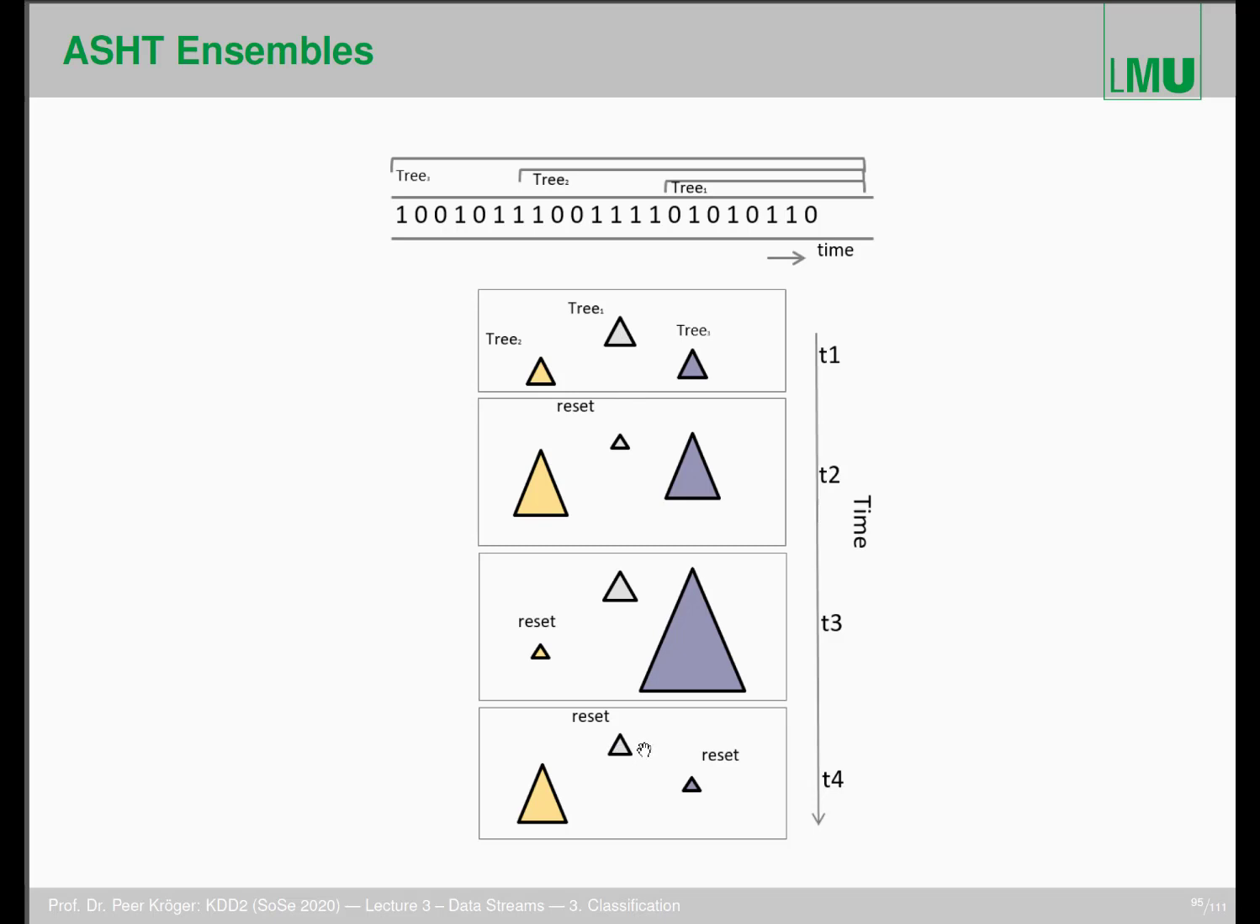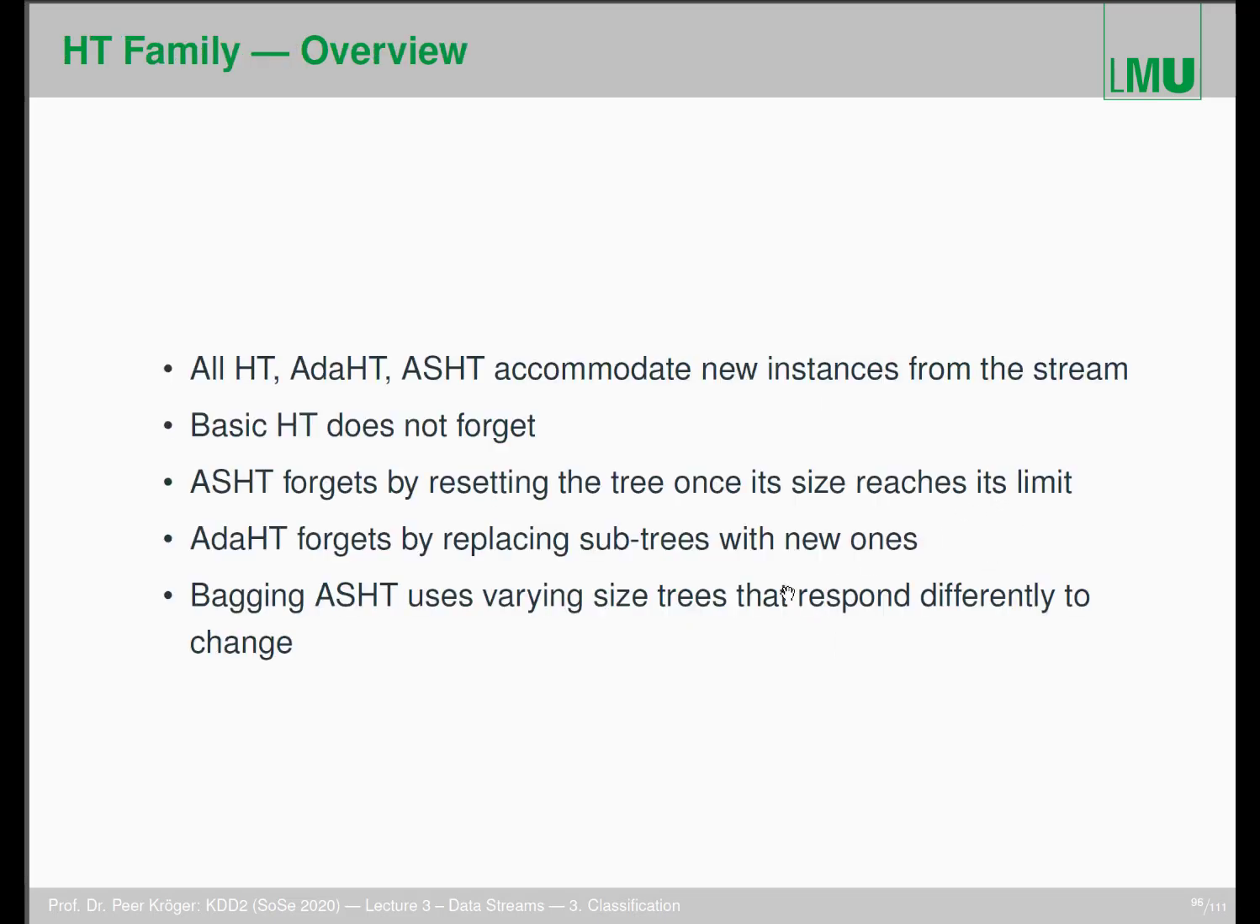So you just keep different trees with different height and different number of nodes, actually different number of splits. And if one of the trees gets too large, it is just reset. So that is the same idea as the adaptive size Höfting trees, but now you just maintain an ensemble of those trees. And that's it for the Höfting tree family.